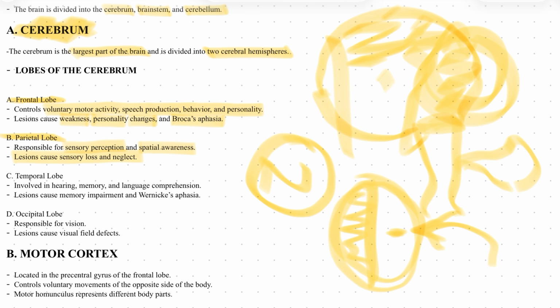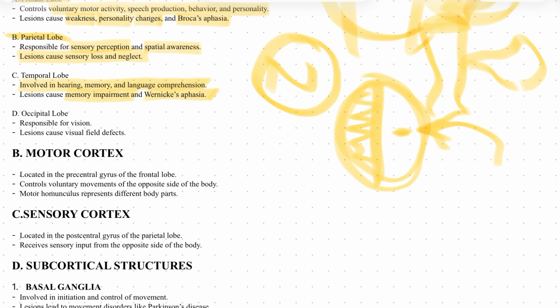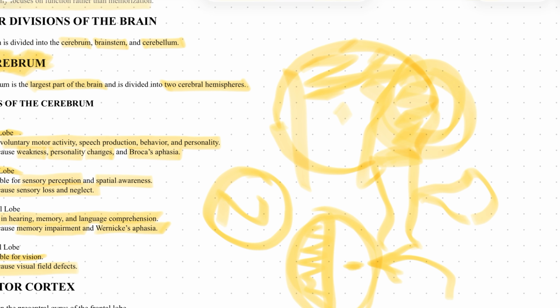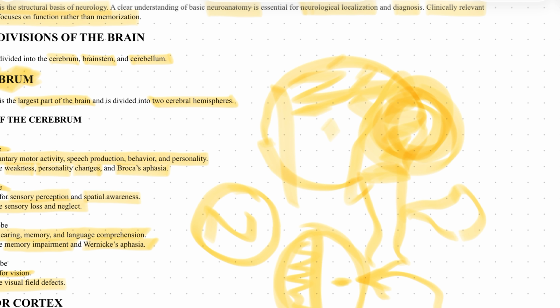Don't feel you have a parietal lobe lesion, it's normal. The temporal lobe involves hearing, memory and language comprehension. Lesion causes memory impairment and Wernicke's aphasia. The occipital lobe is responsible for vision. Lesion causes visual field defect.